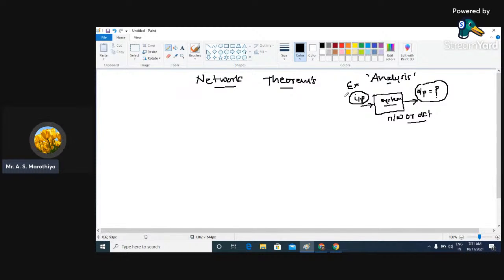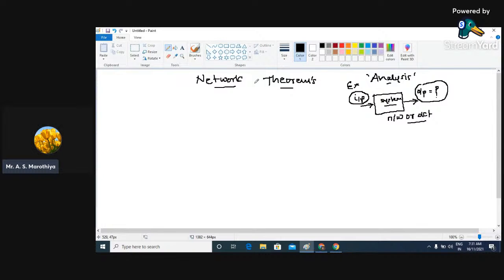And while doing analysis, we require some tools. So what are the different types of tools which are available with us that we need to learn under the category of network theorems? This is very important. We already started this topic two to three lectures ago in this series, through mesh analysis, then node analysis, the concept of super mesh followed by the concept of super node, then Kirchhoff's current law, Kirchhoff's voltage law, Ohm's law.